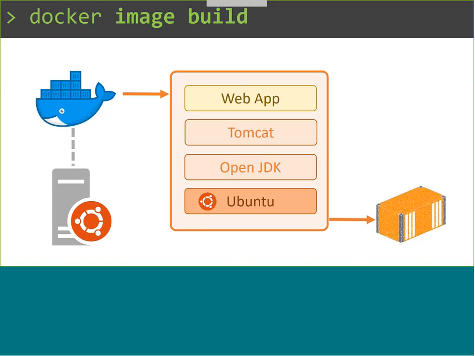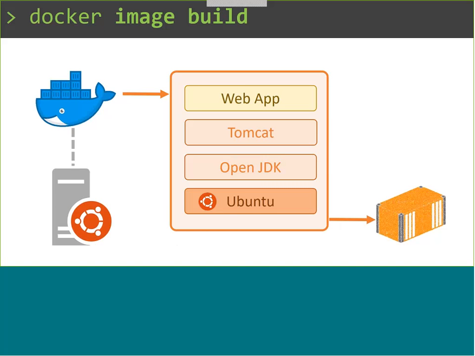Again, starting from the bottom, I'm using Ubuntu as my Linux distribution. I'm installing the Java runtime. I'm installing Tomcat, which is my application host, my application server, and then I copy in my own web application, whether that be a jar file or a WAR file or whatever. And then I run the docker image build command, and the output of that is going to be an image. And again, that's going to be the package of my entire application. In this case, it's a Linux image, and that's only going to run on a Linux server.